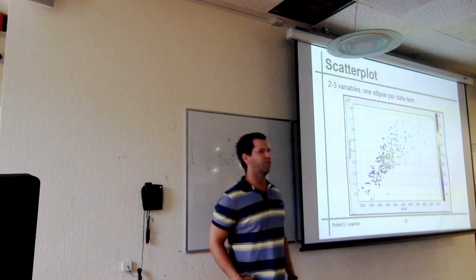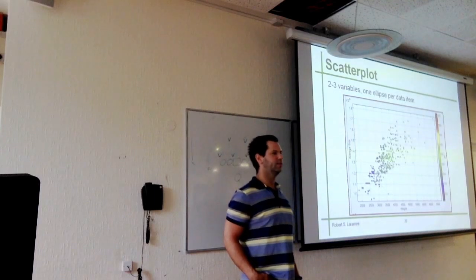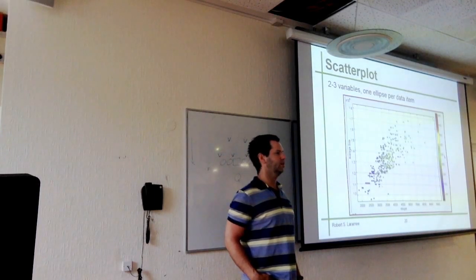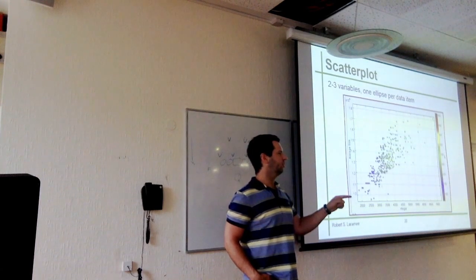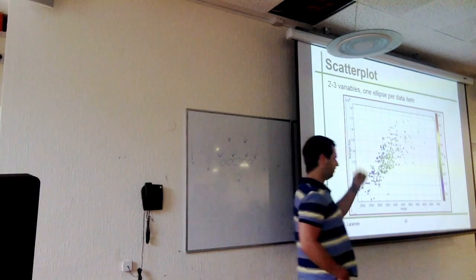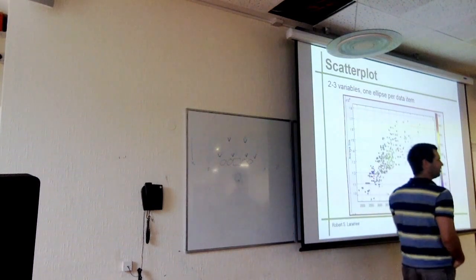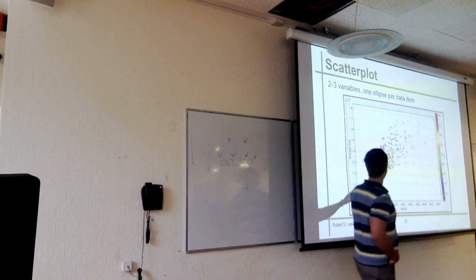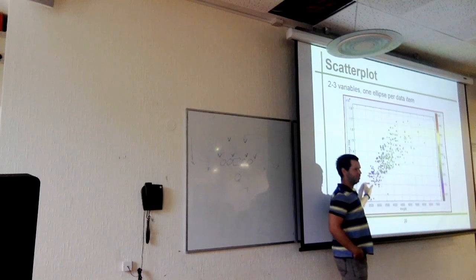Can anybody think of a way to add another variable to this? A fourth? Who said that? Say your name again? Wong. Wong. Yes! So Wong said you can change the size of these ellipses, that's adding another variable. And is there another way?